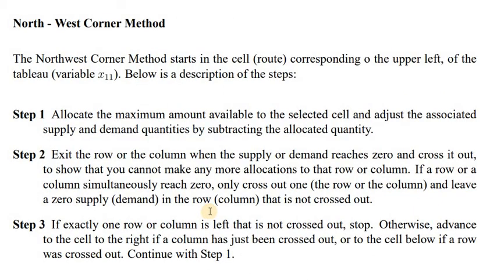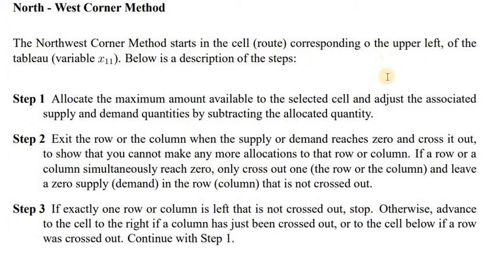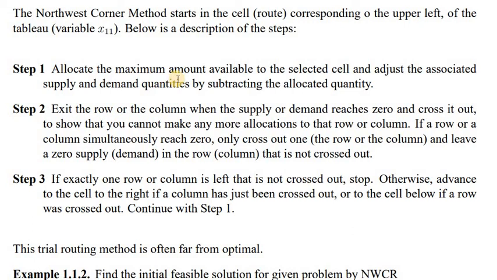First one is the northwest corner rule. In this method, we will start with the upper left corner, and then we will allocate the minimum amount available to the selected cell and adjust the associated supply and demand quantity by subtracting the allocated quantity. Then cross out the row or column when the supply or demand reaches 0, to show that you cannot make any more allocations to that row or column.